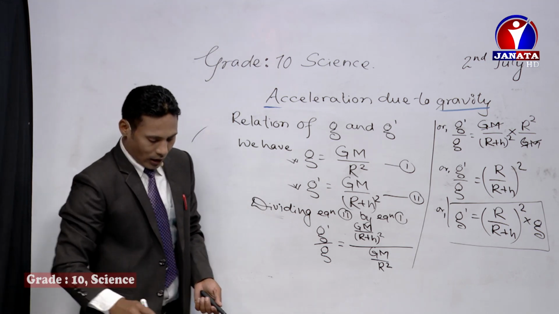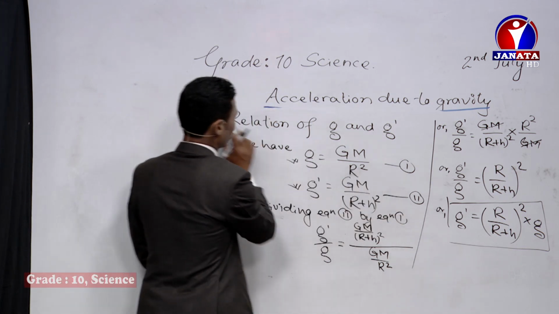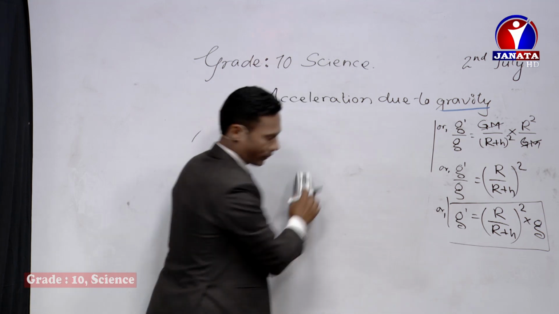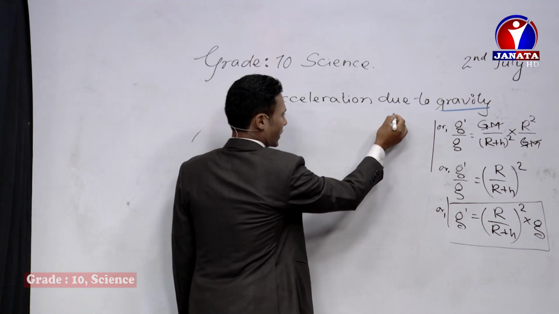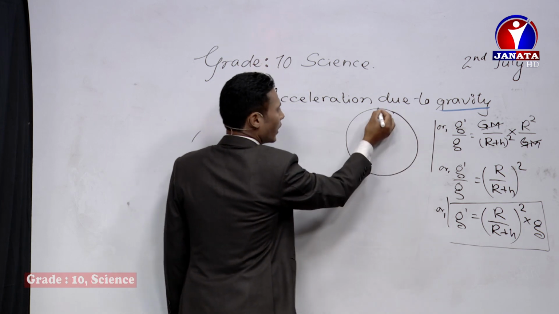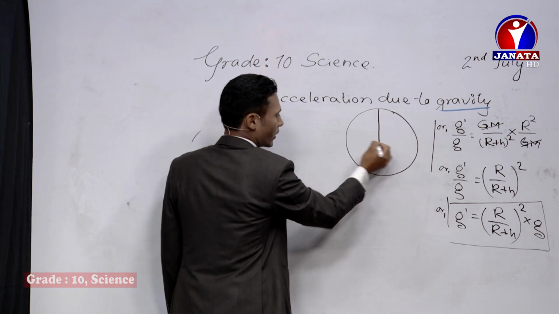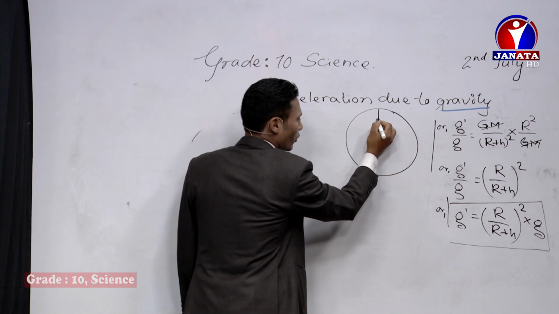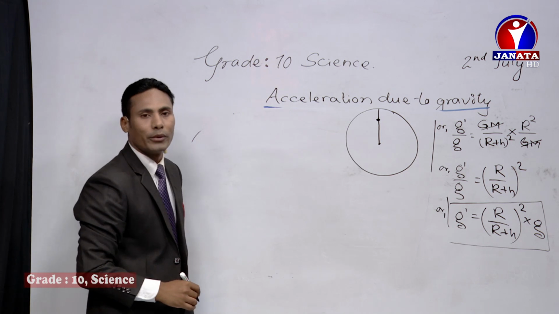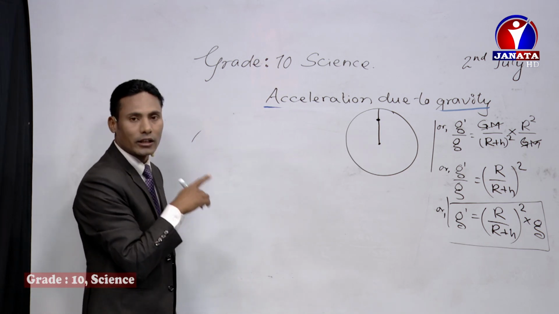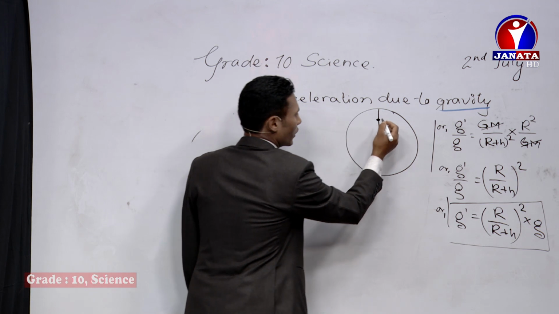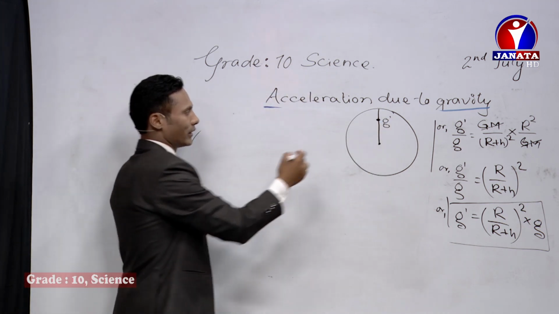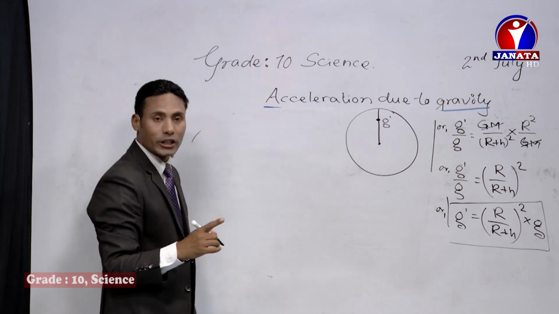Okay, similarly, this one is the relation. If we take the object beneath the surface of the earth, what I mean is, if I dig a hole and put the object here, then what will be the acceleration due to gravity in this condition? Let's check. Suppose at this place the acceleration due to gravity is g dash, right?